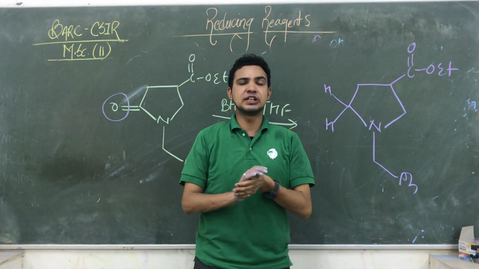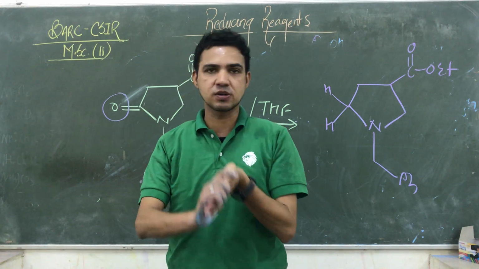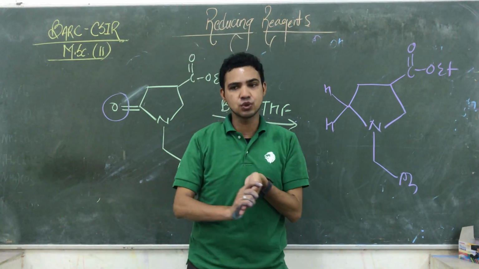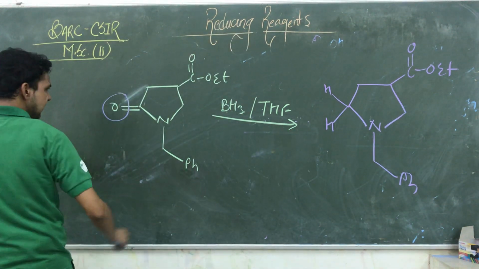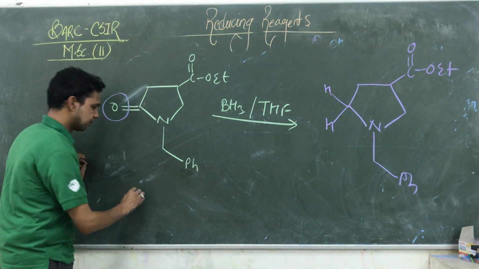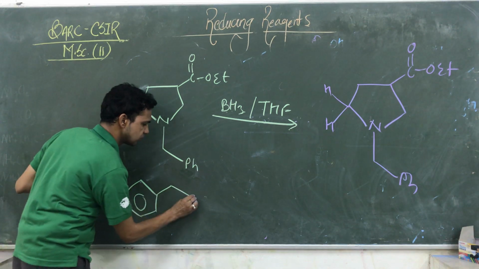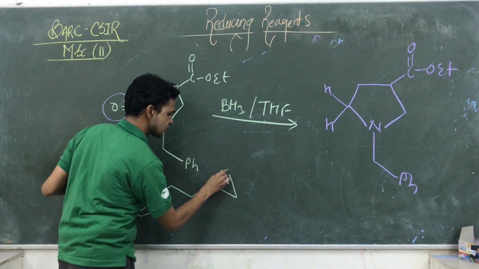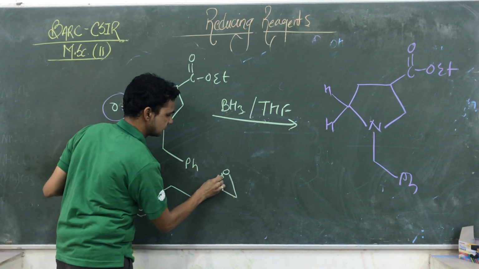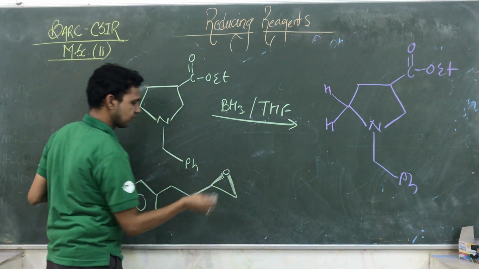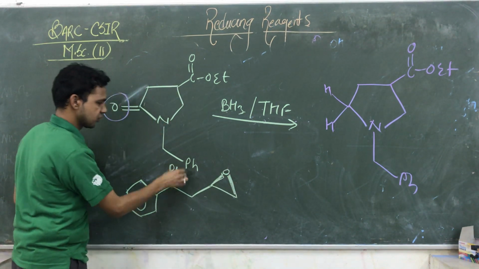But BH3 is also capable of converting any epoxide into an alcohol. We have a lot of examples. These examples are also a good example of stereoselectivity, like I am giving you. This one is the compound. Here this O is an oxirane type of compound. Here Ph is also available.